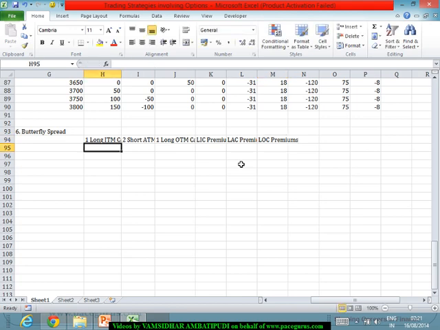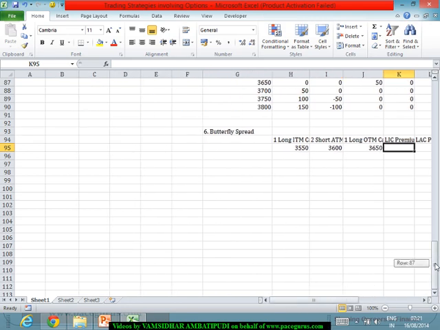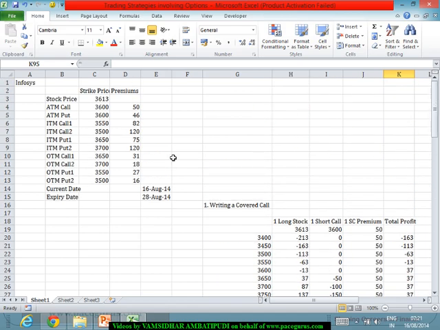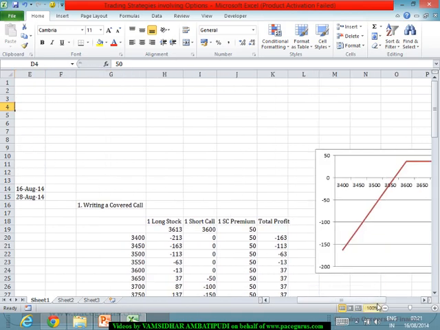So we are talking about the ITM call. I'll take 3,550 as the strike price, 3,600 as the strike price here, and 3,650 as the strike price here. Okay, 3,550 call, what are the premiums? For 3,600 the premium is 50. For 3,550 it is 82, and for 3,650 it is 31, right? 82, 50 and 31. So these are the numbers, let me remember.